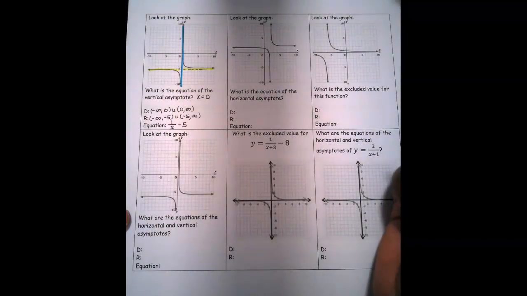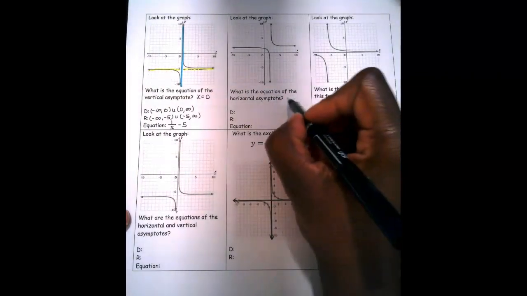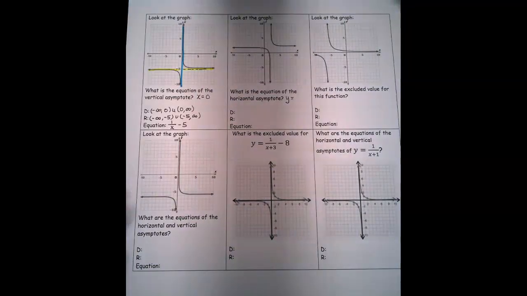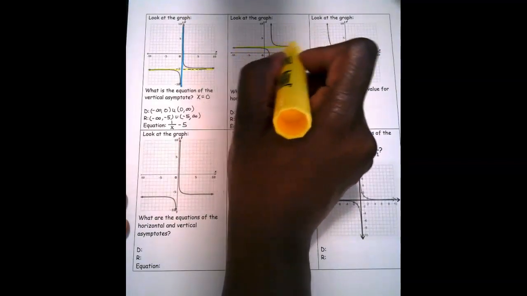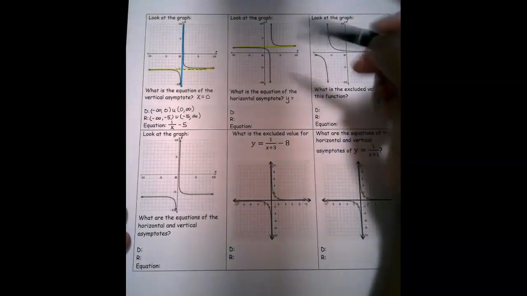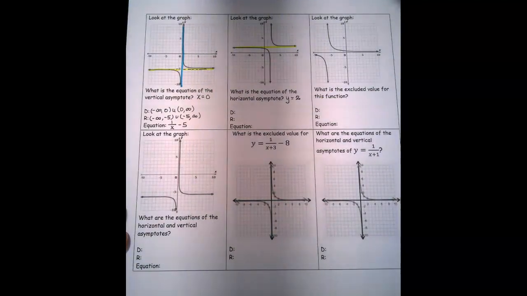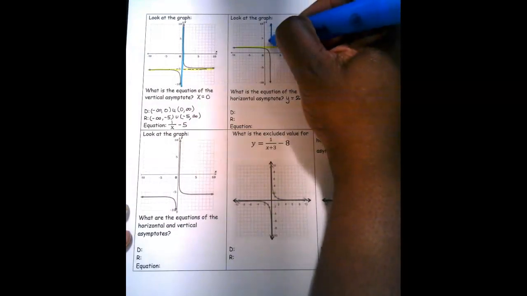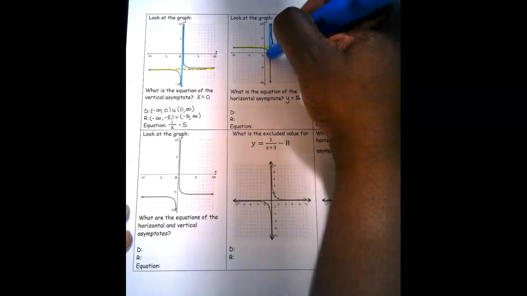Let's move on to the next one. What is the equation of the horizontal asymptote? So horizontal we know is y equals, and we are looking here because the line runs horizontally. And if we look at this, it's 1, 2, so it'd be y is equal to 2. But again, I want you to get used to seeing the domain and the range and thinking about the equation. My line was a little off there.